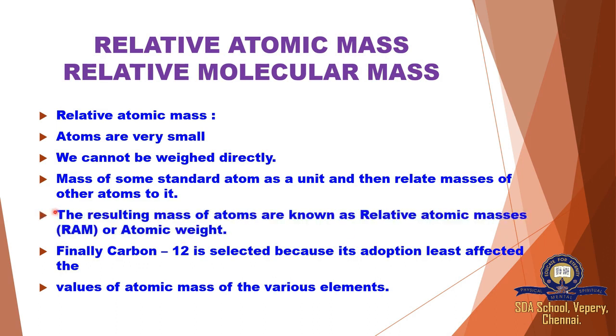In short, we can say RAM, AM, or atomic weight. Finally, carbon-12 is selected because its adoption least affects the values of atomic masses of the various elements. Here we are taking the carbon-12 atom to compare the weights of the other atoms, because it won't affect their weights. That's why we take the carbon-12 atom's weight as a standard unit to measure other atoms' weights.